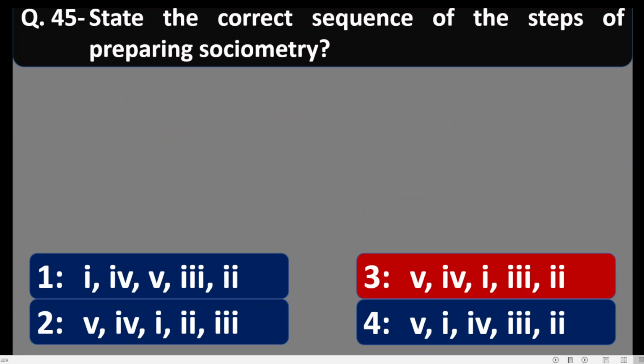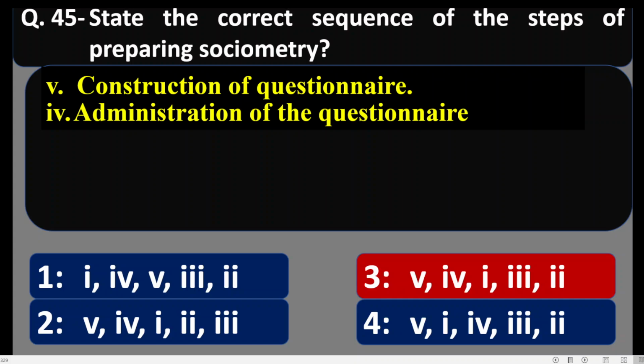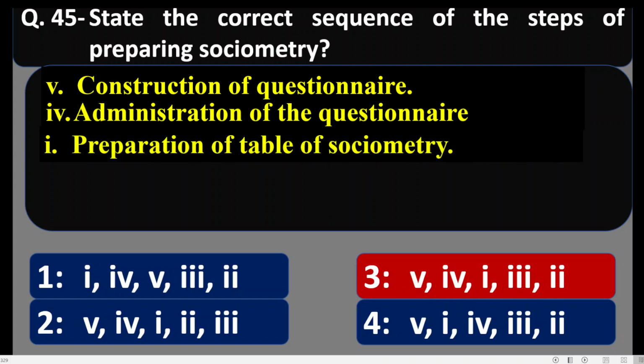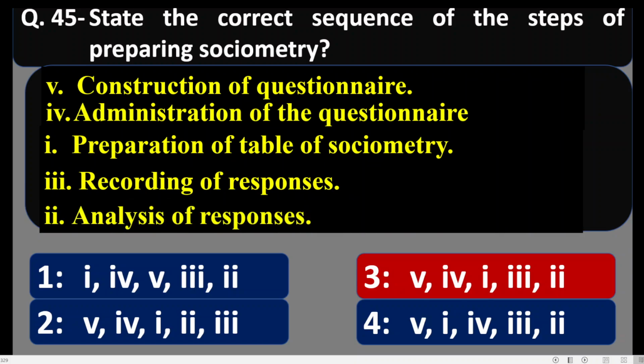Let us see. First step is construction of questionnaire. Second one is administration of the questionnaire. Third one is preparation of table of sociometry. Number 4, recording of responses, and 5th, analysis of responses. These are the steps of preparing sociometry on the basis of the steps given here.